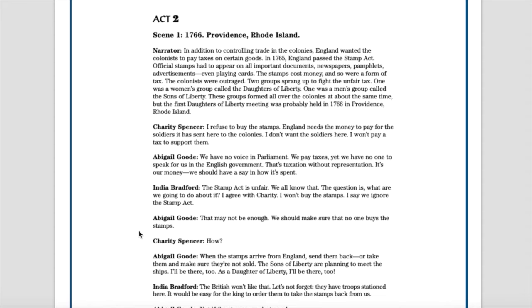Act 2, Scene 1, 1766, Providence, Rhode Island. So right here, I can see that I have a change of setting. I've gone forward about 20 years, 1766, and I've also moved from Boston to Providence, Rhode Island. So in Act 1, we were examining a group of Daughters of Liberty in Boston. Now I anticipate we'll be examining a group in Rhode Island instead.